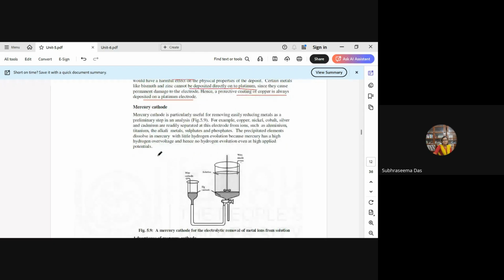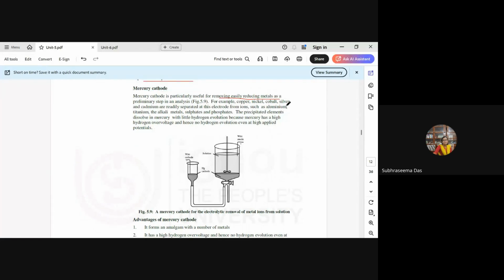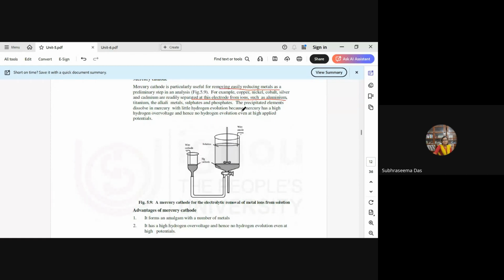Then the mercury cathode. Mercury cathode is particularly useful for removing easily reducing metals as a preliminary step. For example, copper, nickel, cobalt, silver, and cadmium are readily separated at this electrode from ions like aluminium, titanium, alkali metals, sulfates, phosphates, etc. The precipitated elements dissolve in mercury with little hydrogen evolution because mercury has a very high hydrogen overvoltage, and hence no hydrogen evolution occurs even at high applied potential.